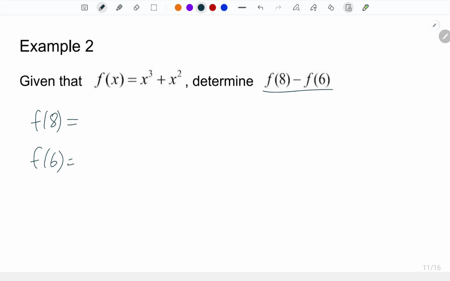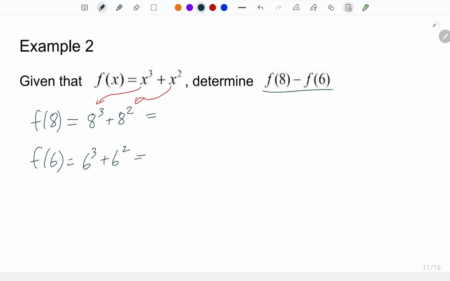If you have multiple x's, all you have to do is plug in the corresponding number, let's say 8, into both of those spots where x is. So 8 cubed, because it's x cubed, 8 squared, because it's x squared. 8 cubed plus 8 squared. Go ahead, calculate that out. And then you do the same thing with 6. 6 cubed plus 6 squared. Okay, so I've got those written down.